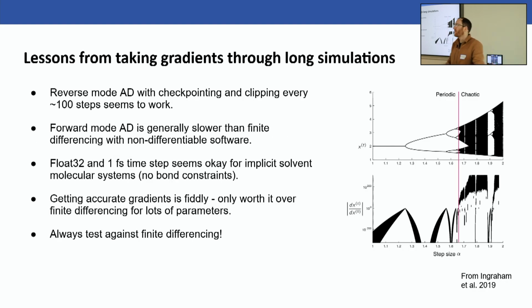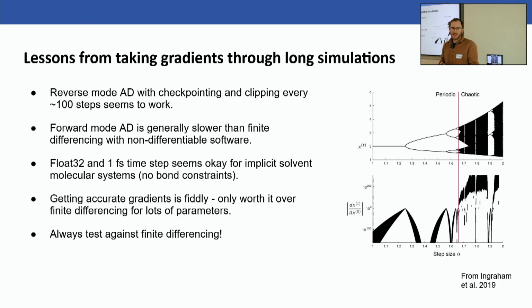So yeah, my setup at the minute is to run reverse mode AD with checkpointing every 100 or so steps and clipping every 100 or so steps. That seems to work, and I think you can basically run arbitrary length simulations with this. I haven't run into any problems. You could run forever if you had the compute.